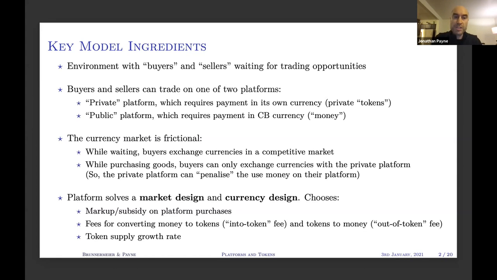So given these platforms, given this frictional currency market, the platform has to solve this market and currency design problem. This involves choosing how to set markups and subsidies for purchases on their platform. It involves deciding what fees they want to charge for converting money into tokens or tokens into money when someone arrives at their platform. We'll call those the into-token fees and the out-of-token fees. And they also have to think about how to change the token supply growth rate. Okay, so that's roughly what the model is going to look like.